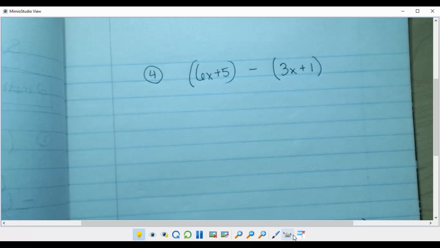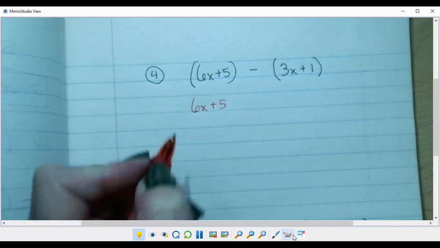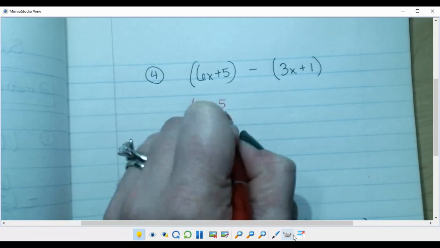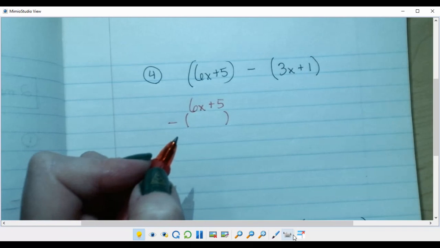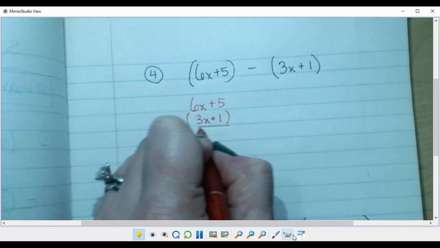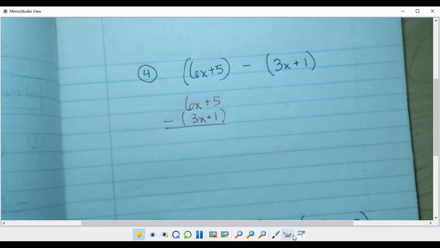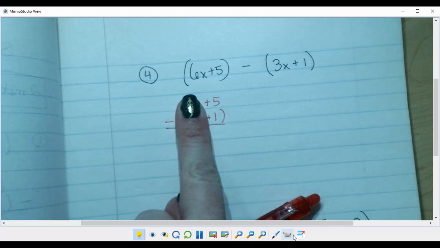Okay, so for the subtraction, I have to stack them. 6x plus 5, minus everything in parentheses because I have not given out that sign yet. And now I've created two subtraction problems, two little mini problems. So what is 5 minus 1? Yes, I really do mean it to be that easy.